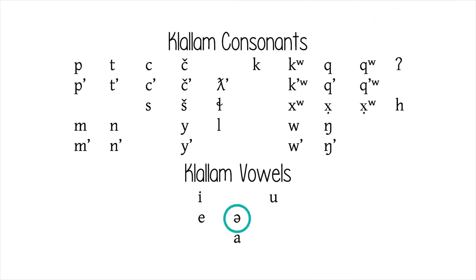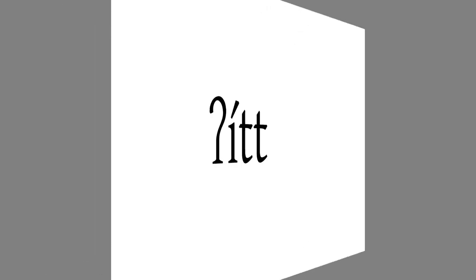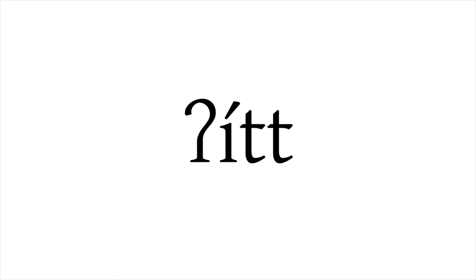I, E, schwa, A, U. These are the vowels of Klallam. The letter I is the same as the I in the English word machine, and is in the Klallam word for sleep.